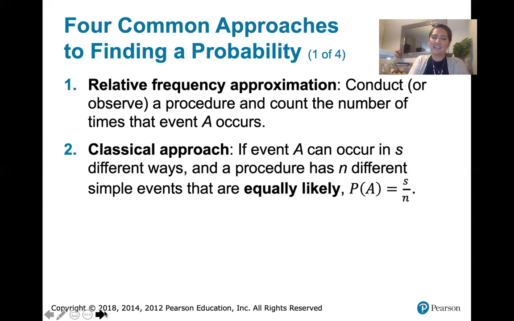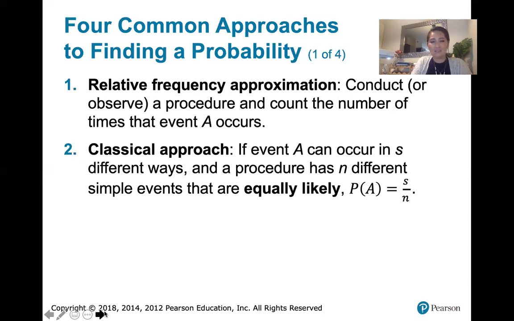Now, there's also the classical approach to probability. This is not dealing with events that have happened. This is dealing with events that can happen and the possible events that can happen. So with the classical approach, we'll say this: if an event A can occur in S different ways, and a procedure has N different simple events that are equally likely, so they have to be equally likely.